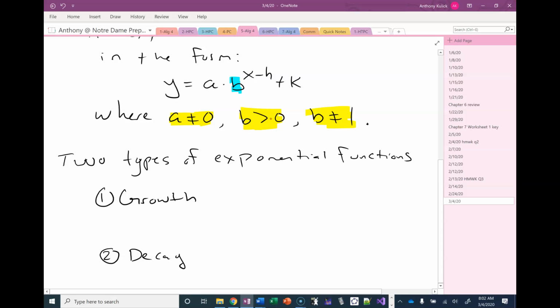What number, when we multiply it to itself, doesn't change? 1. So we want the numbers that are more than 1 or less than 1. More, right? So as long as that value for b is bigger than 1, when I multiply that number by itself over and over and over again, it keeps getting bigger and bigger and bigger, right?